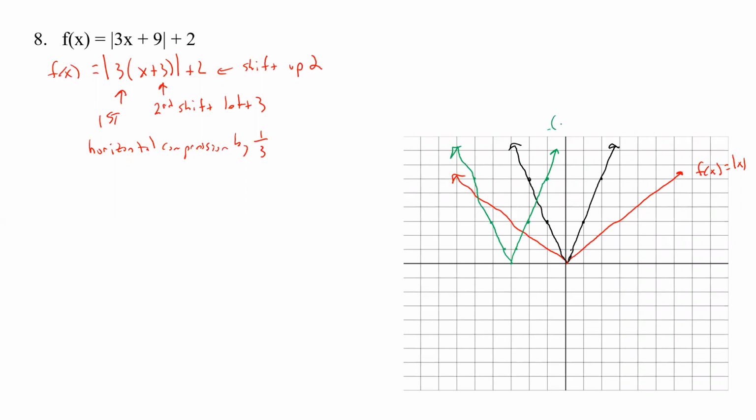So that's f of x equals, now we have absolute value of 3 times x plus 3, absolute value. And the black line should be labeled as f of x equals absolute value of 3x.